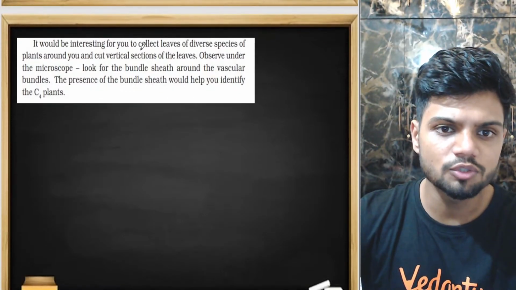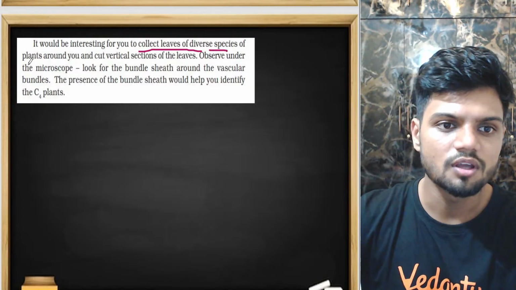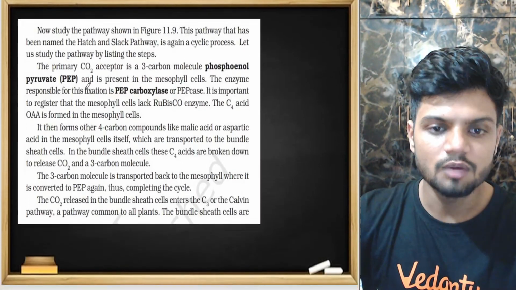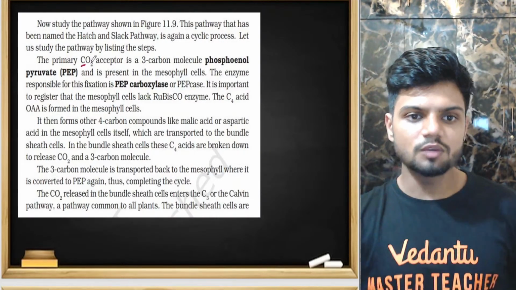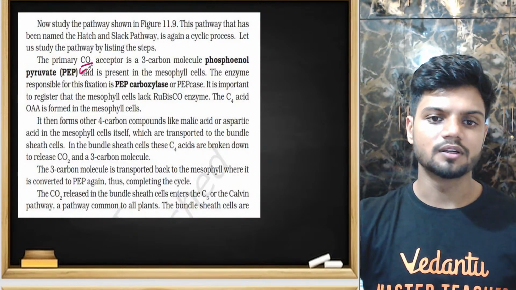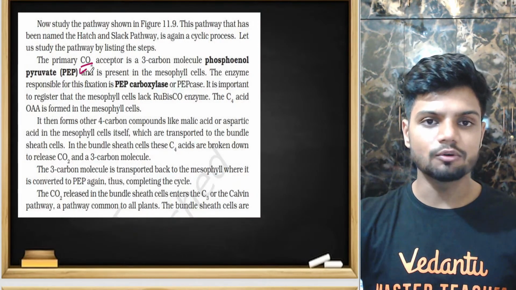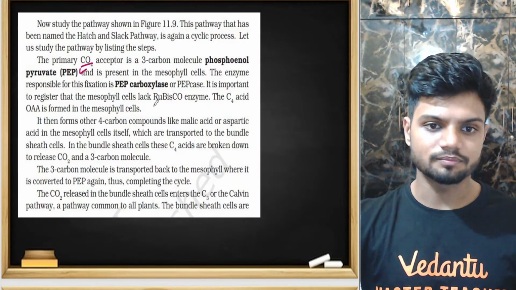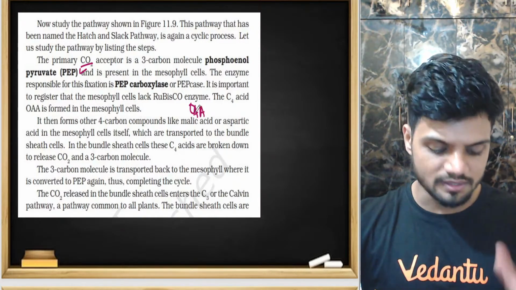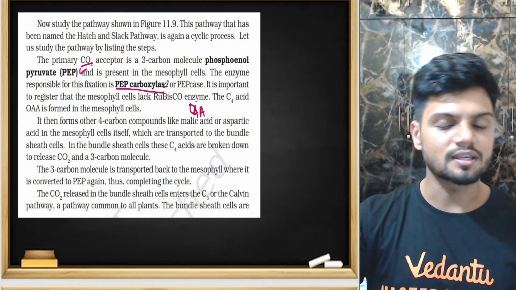Now it would be interesting for you to collect the leaves of diverse species around you. Basically, they're trying to find the C4 cycle. Now, what is happening in the C4 cycle? The CO2 acceptor is a 3 carbon compound. I told you, phosphoenol pyruvate. When PEP reacts with CO2, we end up getting oxaloacetic acid. Is there an enzyme here? Yes, it has an enzyme. The enzyme here is PEP carboxylase.